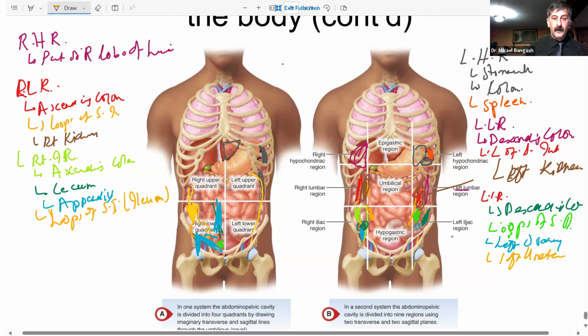So that's what we find in our hypochondriac regions, right and left, and lumbar regions.